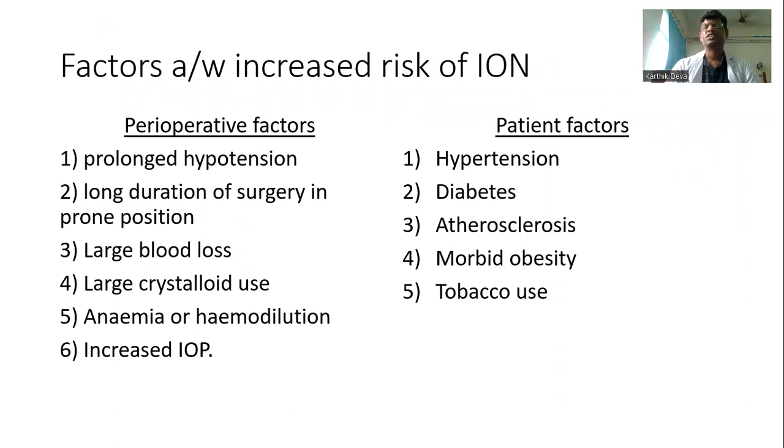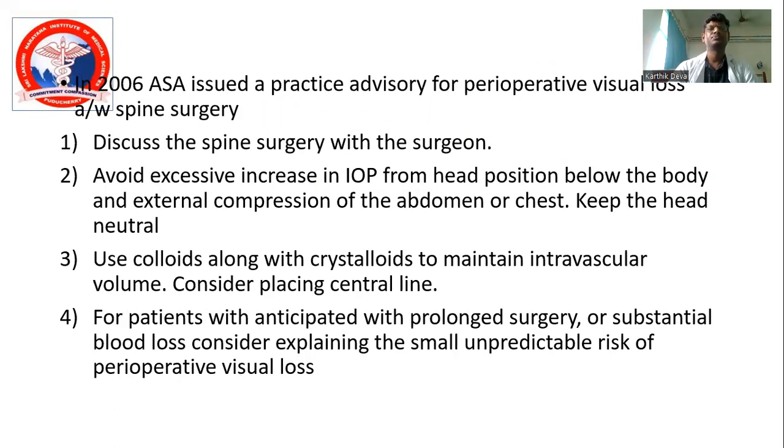Factors that increase the risk of ischemic optic neuropathy: perioperative factors are prolonged hypotension, long duration of surgery, large blood loss, large use of crystalloids, anemia, or increased IOP. Patient factors include hypertension, diabetes, atherosclerosis, morbid obesity, and tobacco use.